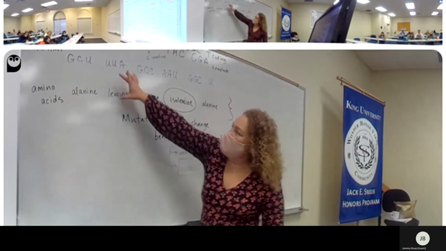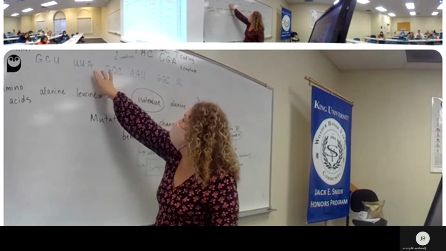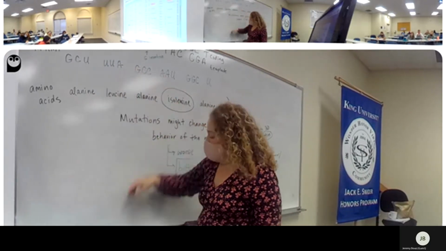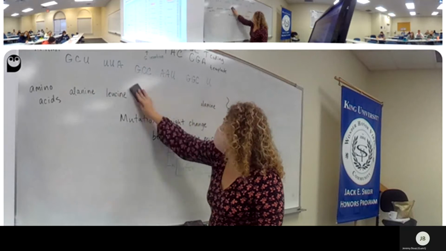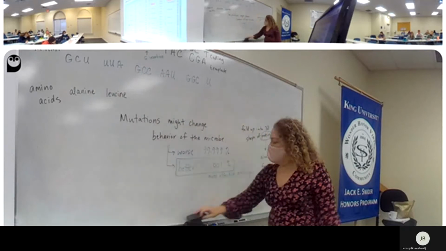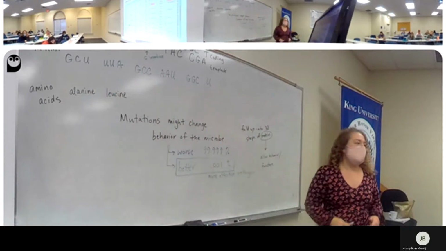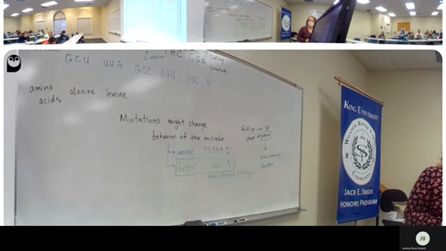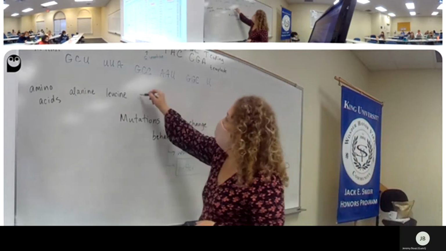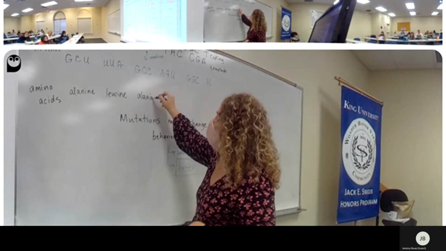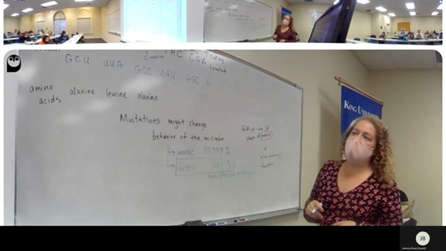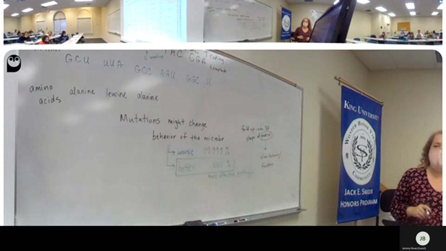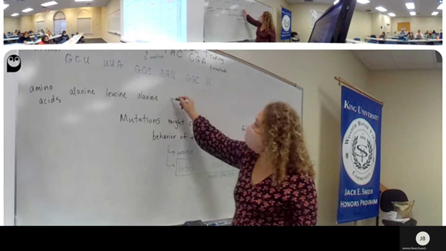Okay, so this is still alanine, this is still leucine. Then we might have some changes. So what's the GCC amino acid? Still an alanine. What's AAU now? Asparagine.